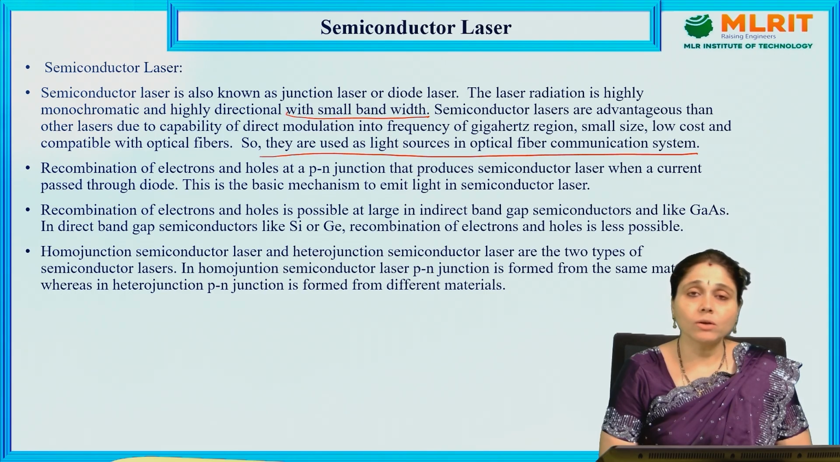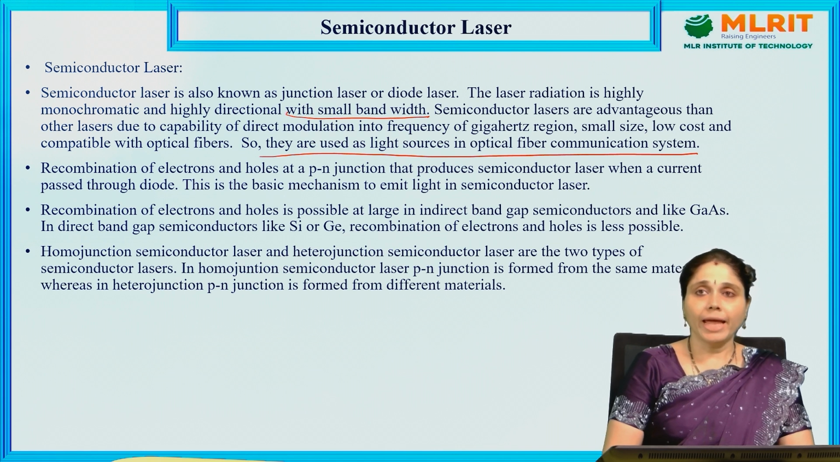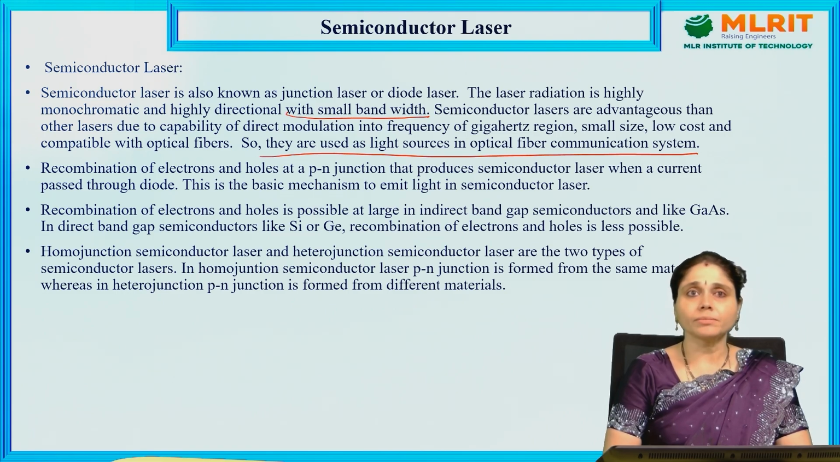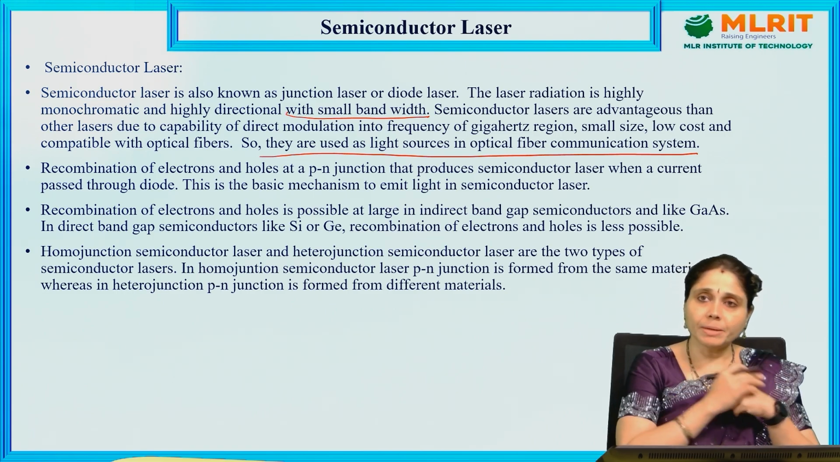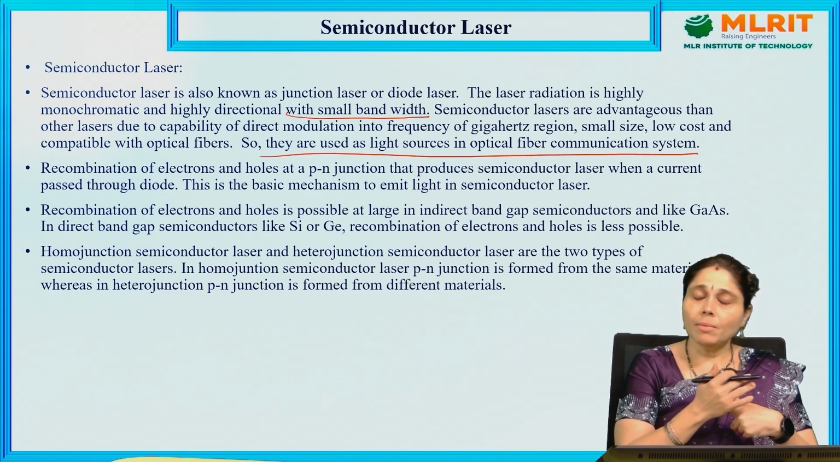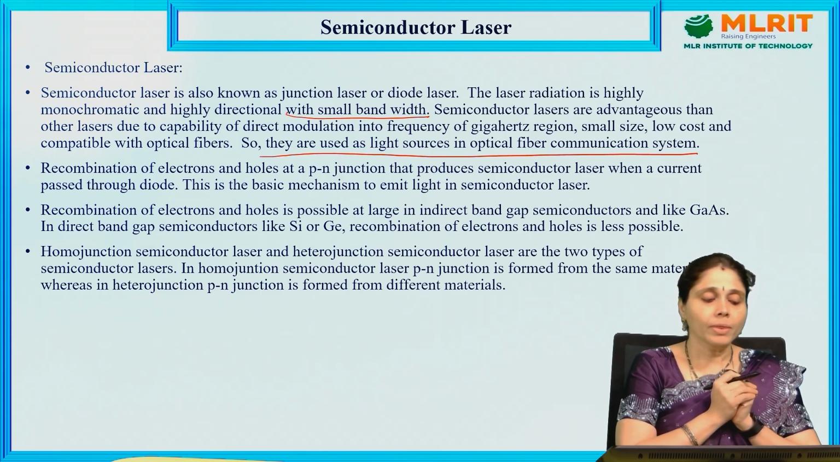Recombination of electrons and holes is possible in direct band gap semiconductors like gallium arsenide, whereas in indirect band gap semiconductors like silicon or germanium, the recombination of electrons and holes is less possible. So in silicon and germanium the recombination is less possible, and in gallium arsenide like materials, recombination is possible.